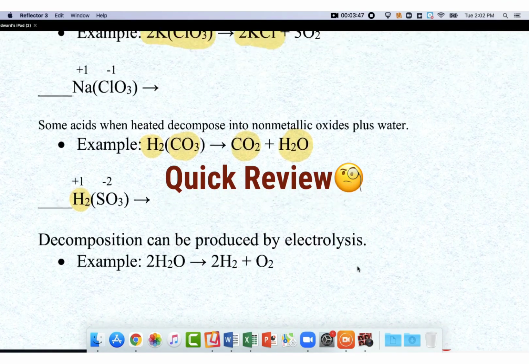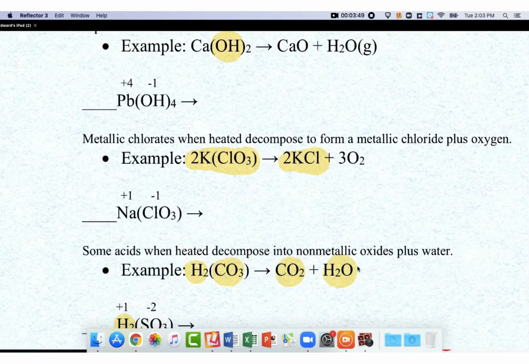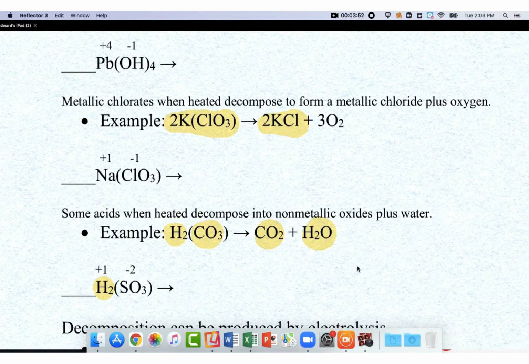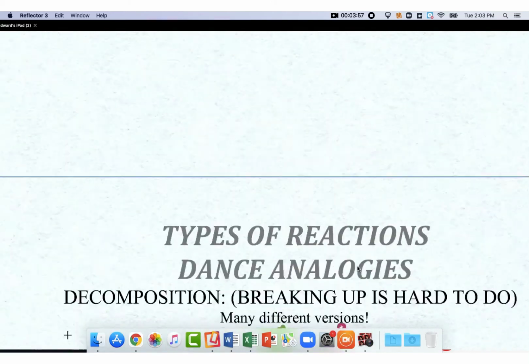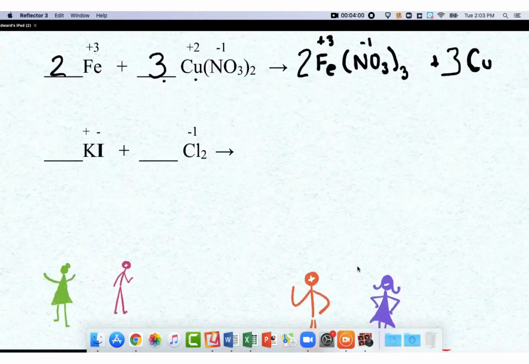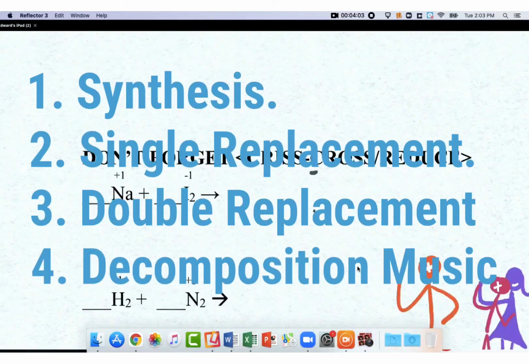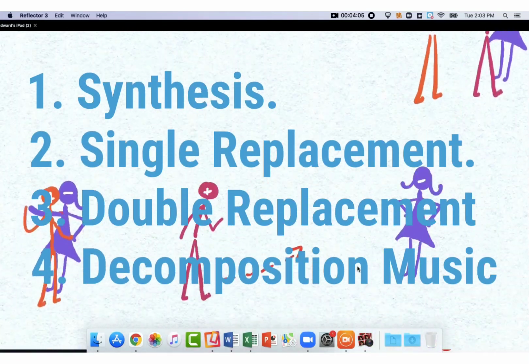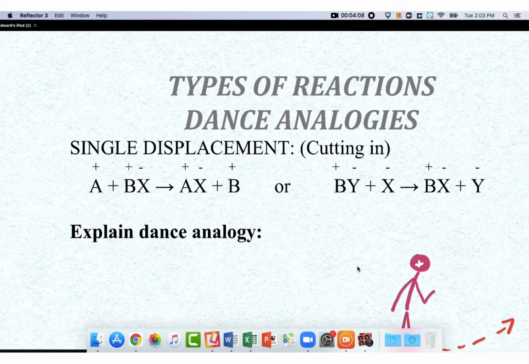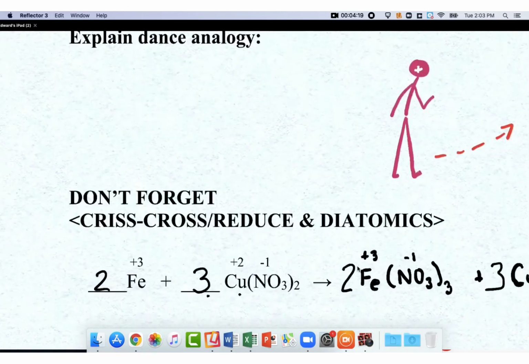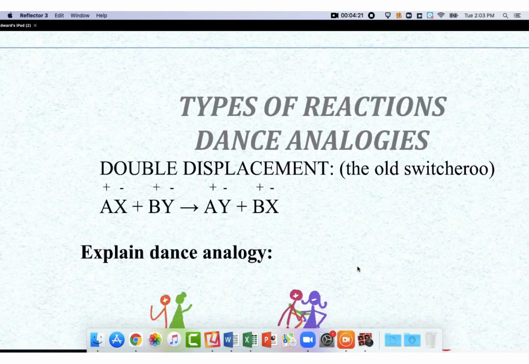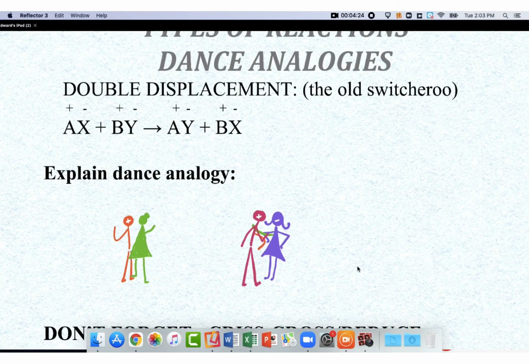Okay, so let's review really quick. We have four main types of reactions that you're going to be responsible for knowing. One is going to be synthesis, where they join together. And my picture is going to be all weird because I had to draw between each one. So we're going to have synthesis, where two things are going to join together. We're going to have single replacement, where one comes in and replaces the other, kicks out the other dancer. So you have a couple, you have a single, and then the one person comes in and replaces the other. Remember, like charges replace like charges. Then you have the double replacement or double displacement, where they switch partners.